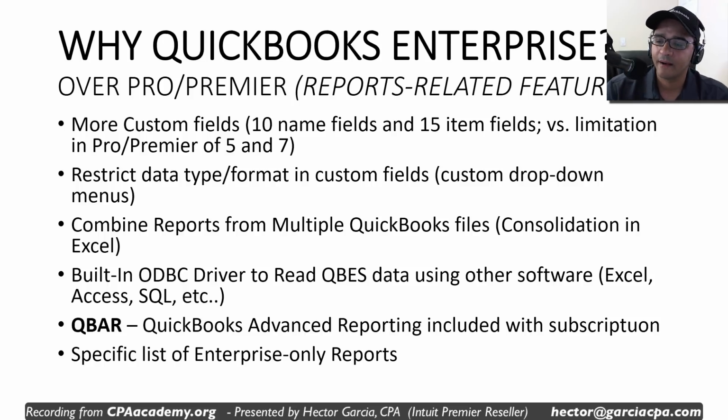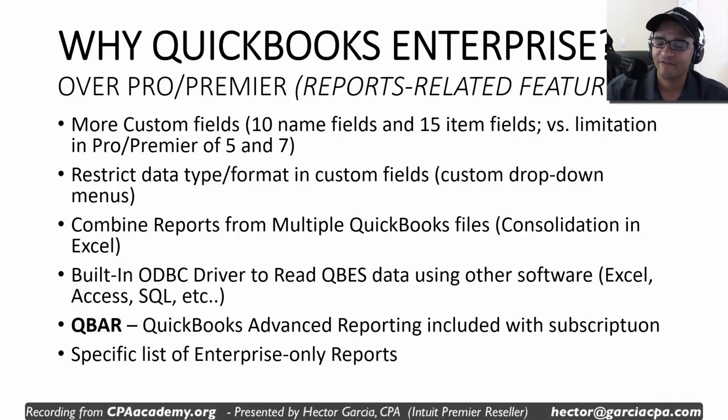But QuickBooks Enterprise has 10 name fields and 15 item fields for custom fields. That means that when I create an invoice, for example, I have up to 10 header fields on the top part of the invoice in which I can enter any specific piece of information: conditions of the sale, type of the sale, maybe the country that I'm shipping to, maybe the country that I'm shipping from, maybe the type of product, the total weight of the product. There's so many things, very customizable of course, that you can put in there.